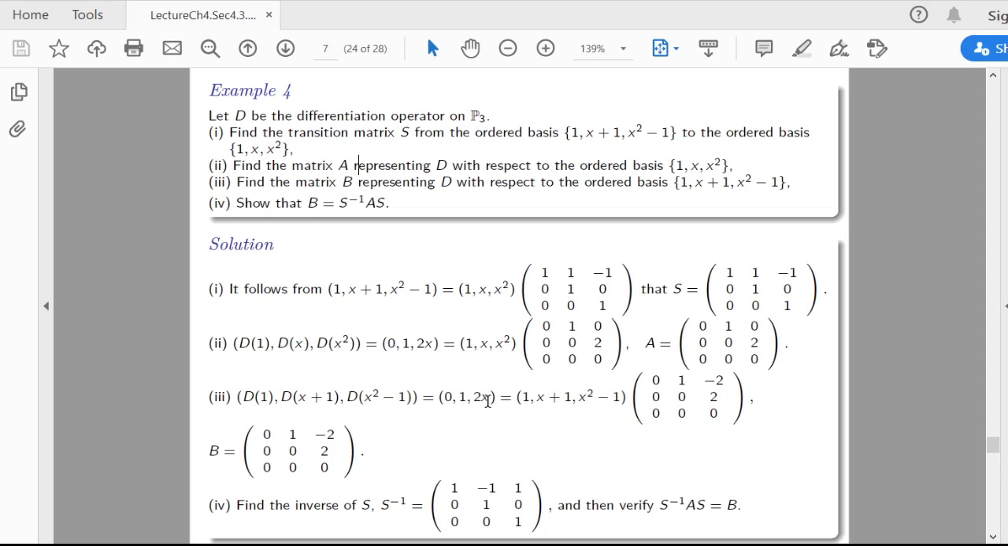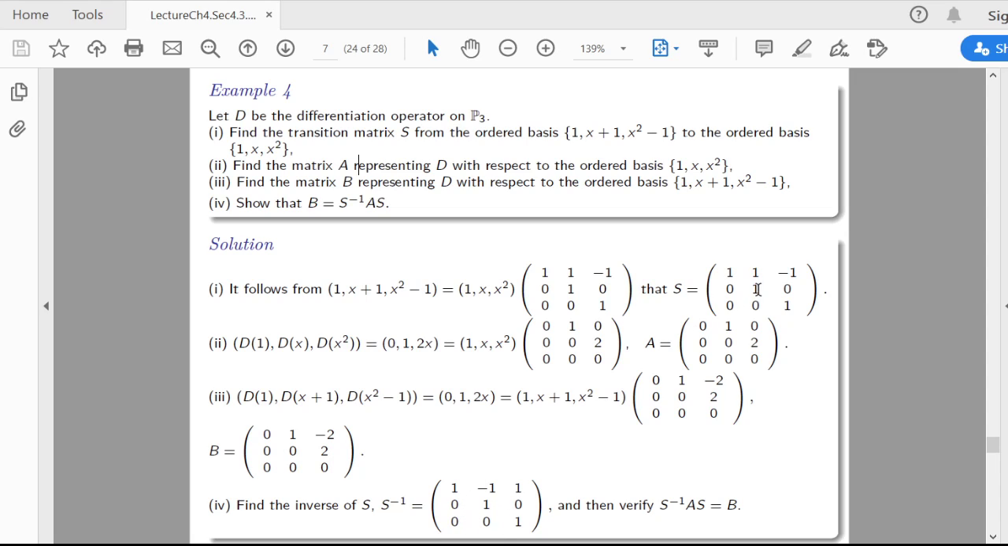So from this, we can say the representing matrix B is equal to this part. So that's that. Then we want to find the inverse matrix S. So this is the inverse matrix S. We can use elementary row operation. We can find the inverse of S. In this way, the inverse of S is given by this way.